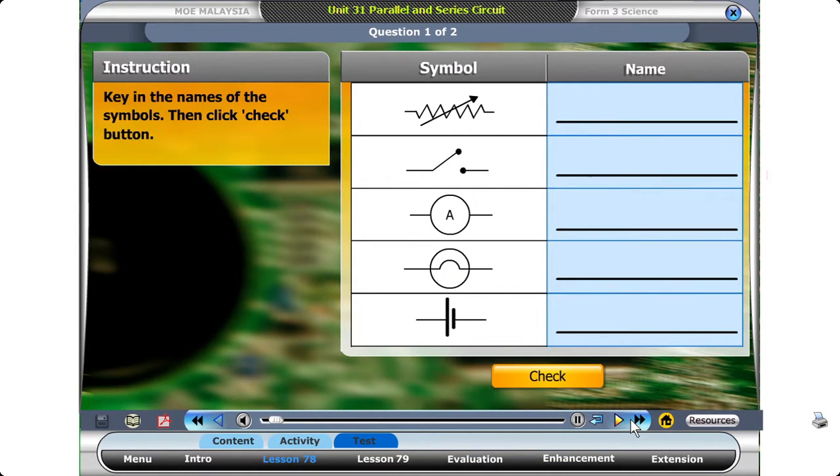The table shows the symbols of some electrical components. Can you recognize the symbols? Key in the correct answers. Click Check Answer to see if you are right.